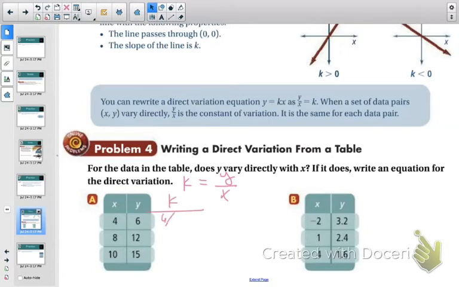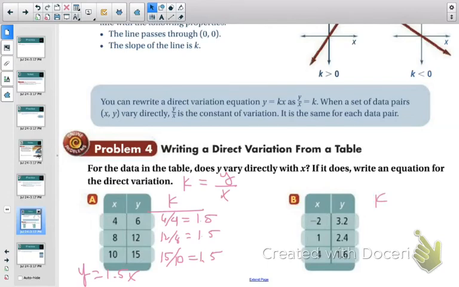So this one's going to be 6 divided by 4, which is 1.5. This is going to be 12 divided by 8, which is also 1.5. This is 15 divided by 10, which again is 1.5. So is it a direct variation? Yes, because they're all the same. And our equation would be y equals 1.5x. Okay, now look at the next one.